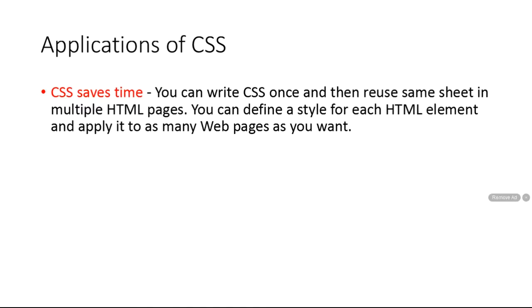And next comes the application part of CSS. When I'm talking about the application part, CSS saves time. You can write the CSS once and then reuse the same sheet in multiple HTML pages. You can define the style for each HTML element and apply it to as many web pages as possible. So this is like reusability. You could copy and paste the CSS file, and you could make use of that CSS file at some other places.